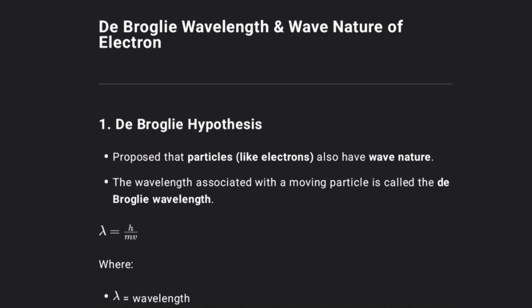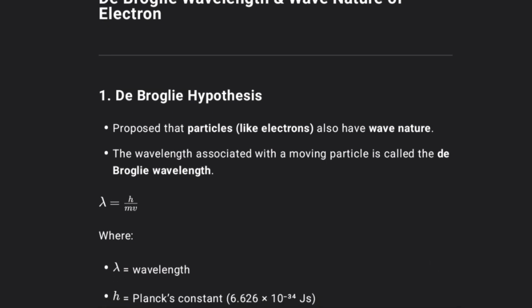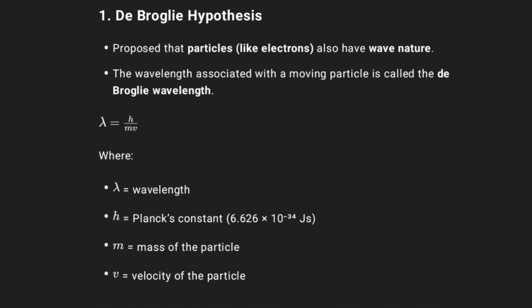1. De Broglie hypothesis: he proposed that particles like electrons also have wave nature. The wavelength associated with a moving particle is called the de Broglie wavelength. λ = h/mv, where λ equals wavelength, h equals Planck's constant, 6.626 times 10^-34 joule-seconds, m equals mass of the particle, v equals velocity of the particle.